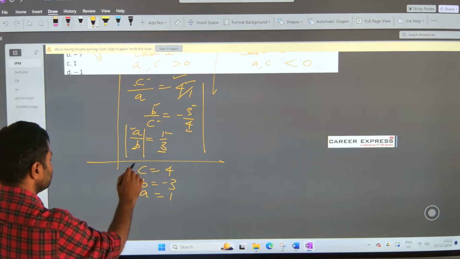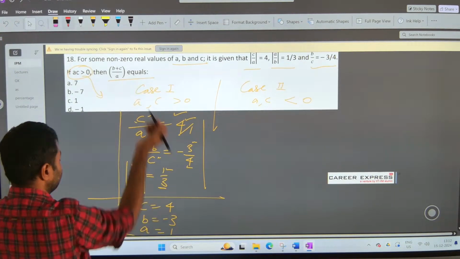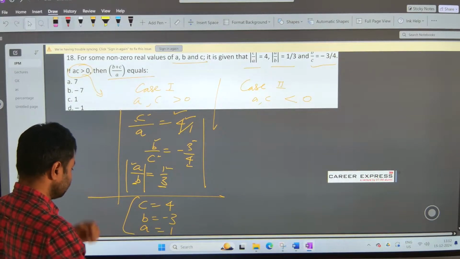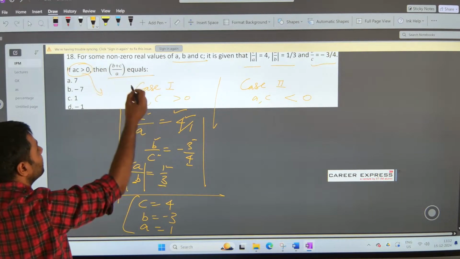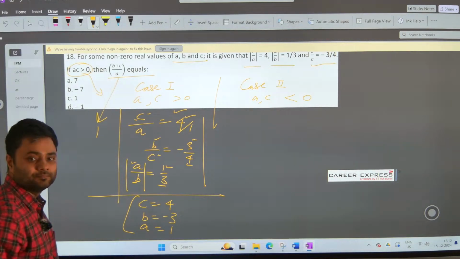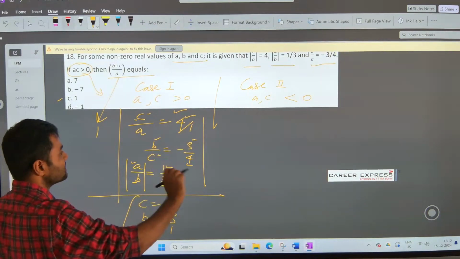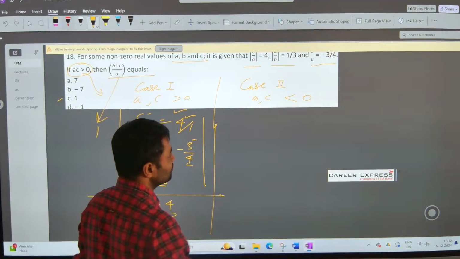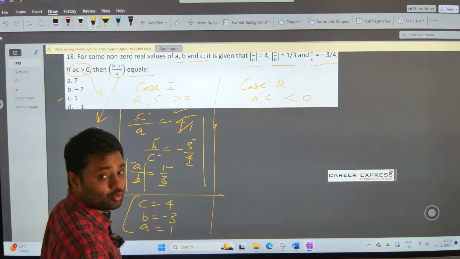Once we know these values, I can simply replace them here and get the answer. So B plus C: B is minus 3 and C is 4. So B plus C is 1, and A is also 1. So B plus C upon A is 1. So that is the answer, option C. But we have another case waiting. We will have to check if we get the same answer from case 2 as well.